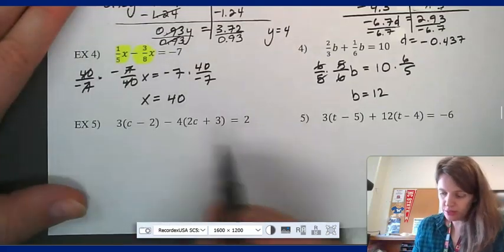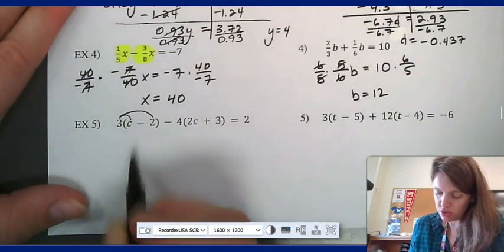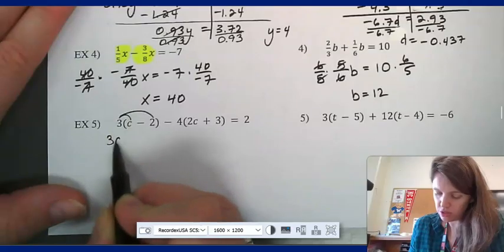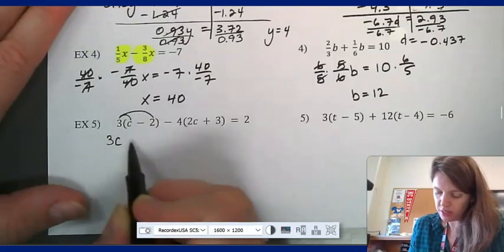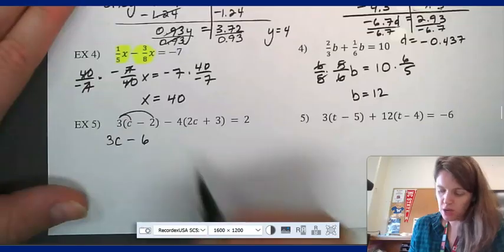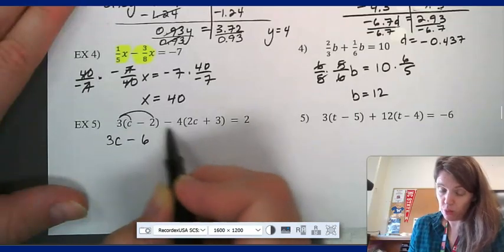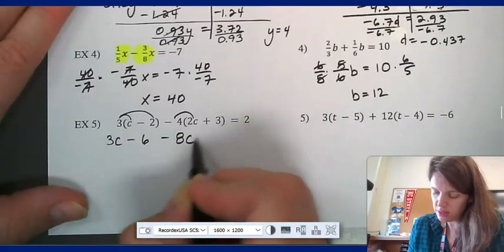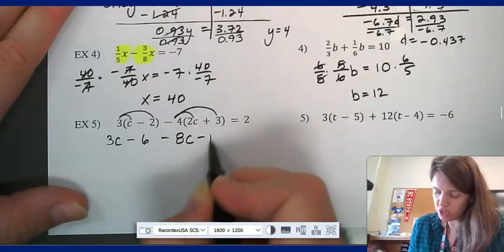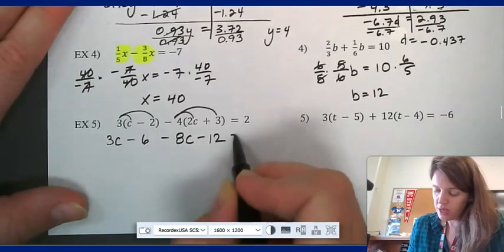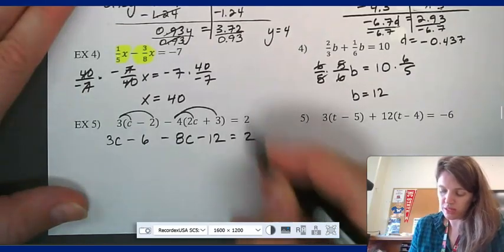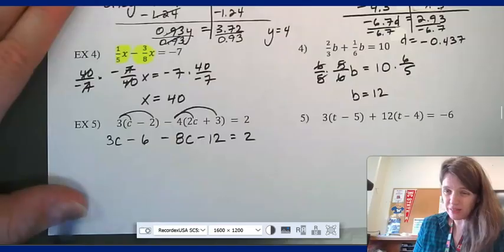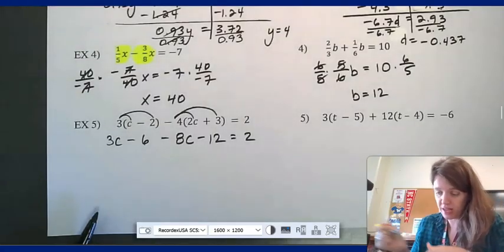Last one, hardest one, because there's 2 sets of distribution. So I'm going to start with 3 times c, should give you 3c, and 3 times negative 2 should give you negative 6. Most students forget that this is a negative 4, so this is a negative 4 times 2, which gives me a negative 8c, and a negative 4 times 3, which gives me a negative 12. And that should give me a 2 because that stays what it is. And now I've got 2 sets of like terms. I've got the c's and I've got the constants.